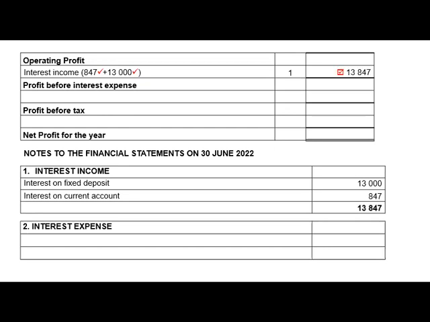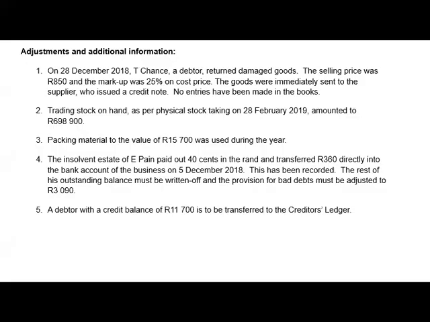In total, that'll give us 13,847. I just totaled it off. I'm assuming that there is no adjustment. All right. So, I'm guessing there's no adjustment relating to interest income, interest on current account, and interest on fixed deposit. Now I can start going to my adjustments, all right? I hope that the grade 12s will be watching this as well.